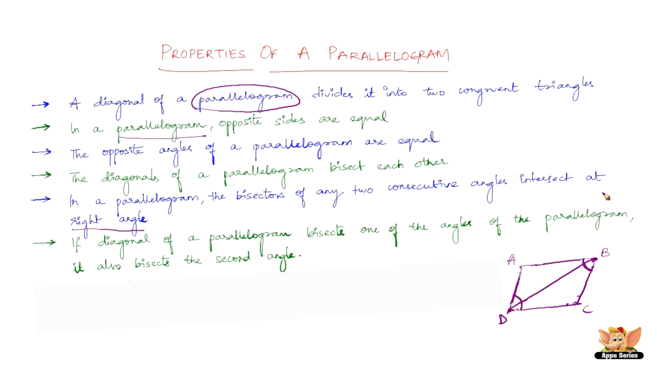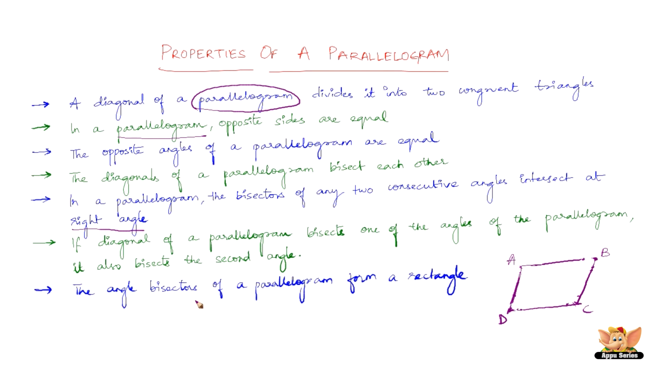The final property is that the angle bisectors of a parallelogram form a rectangle. So, if you bisect all the angles, say let's bisect angle D and let us bisect angle B and let us bisect angle A and let us bisect angle C. So, these bisectors meet to form a rectangle. So, here is the rectangle. That is what the last property means.